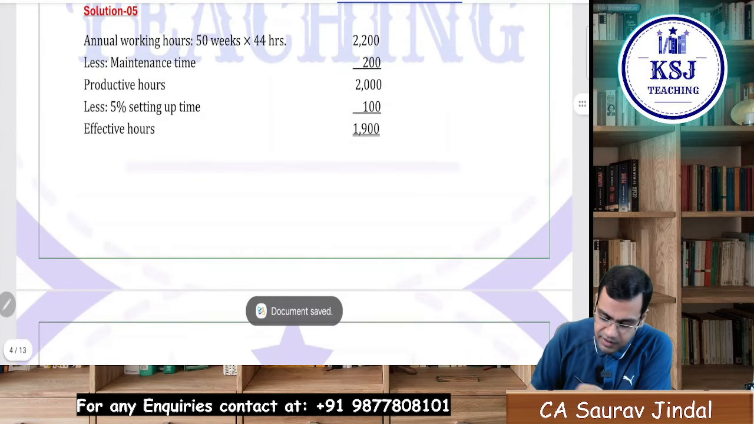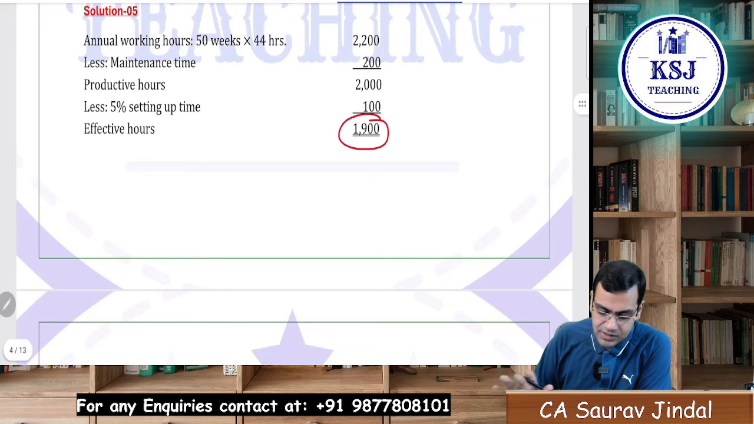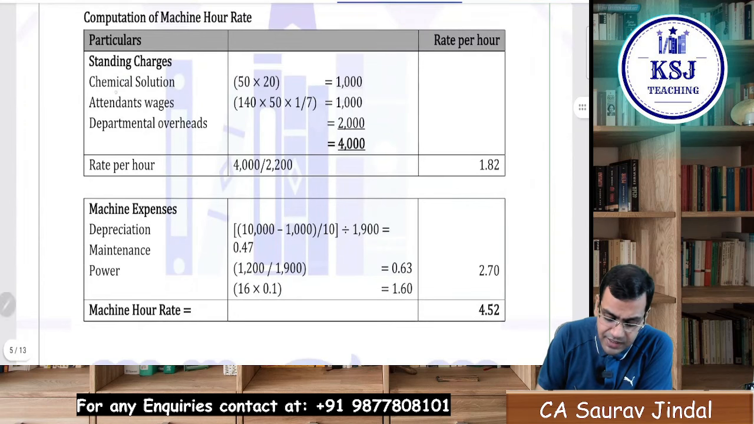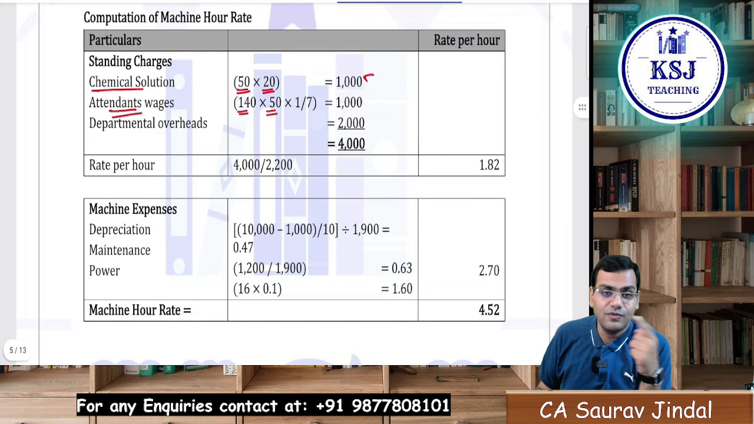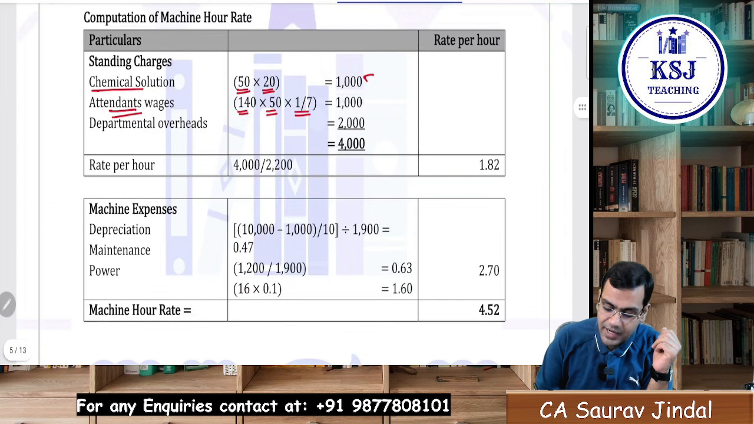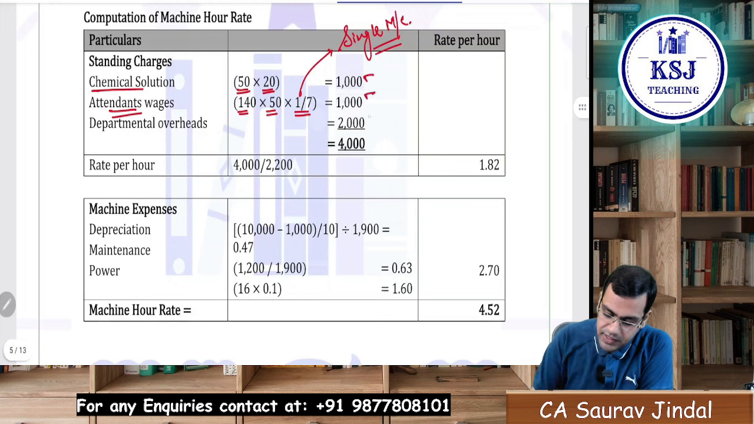Very simple. Effective hours we have calculated, that is 1900. Annual working hours, less maintenance time, less setting up time. Standing charges, chemical solution, annual requirement 50 weeks into 20 rupees, 1000. Attendant wages, now 140 into 50 weeks, but this is for the combined wages of all 7 machines. We want it for 1 machine, because we are calculating it for a single machine. So that is 1 by 7, since there are a total of 7 machines in the center. Departmental overheads are given 4000.